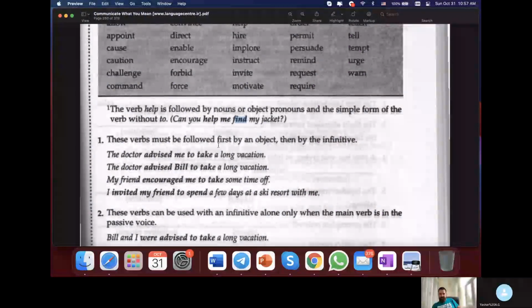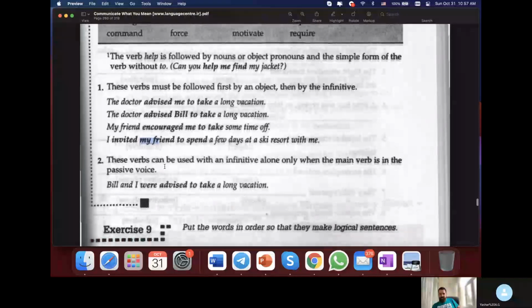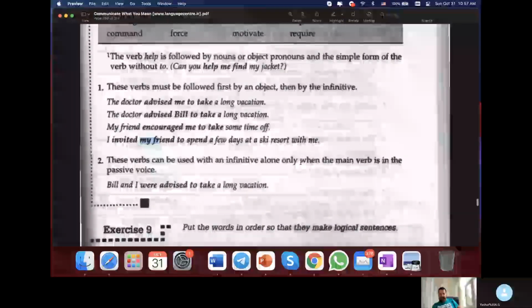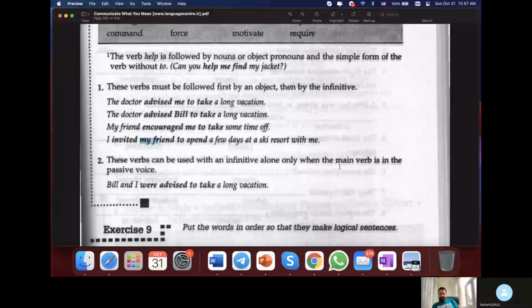These verbs must be followed first by an object, then by an infinitive. So the doctor advised to take, we don't know. Whom? Me. Advised Bill, encouraged me, invited my friend. These verbs can be used with an infinitive alone, without an object, only when the main verb is the passive voice. Bill and I were advised to take a long vacation.